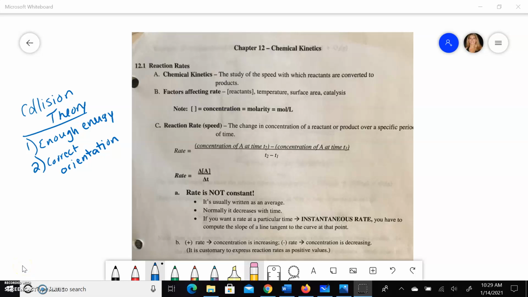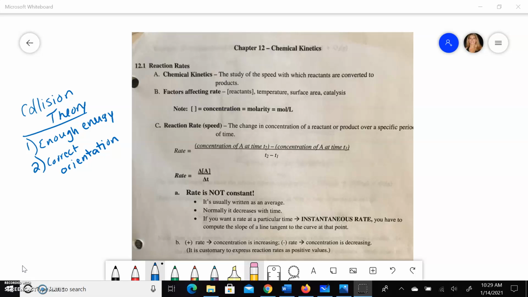All right, we're going to start chapter 12 today, and this is called chemical kinetics. Kinetics has to do with motion, and so this is basically going to study the rates of reactions. And before we can talk about kinetics, we just need to review real quick collision theory. We talked about this previously, but this is related to kinetics, and a lot of times you can use this as arguments for why a reaction is going to go faster or slower if you can talk about collision theory.